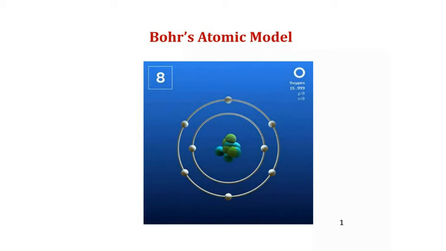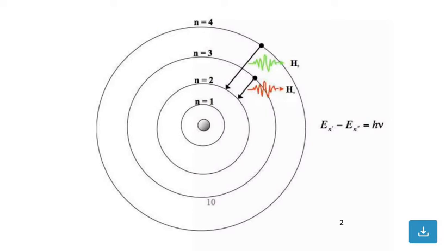You can see the model of the Bohr atom: orbit, nucleus, electron of oxygen. You can see n is equal to 1, n is equal to 2, n is equal to 3, n is equal to 4. This is the principal quantum number. And you can see the jumping of energy, meaning the energy difference between two orbits.